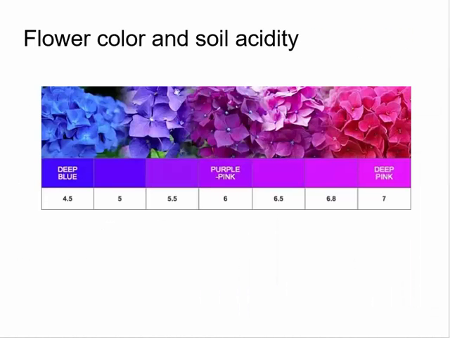Another example of environment interacting with gene expression is flower color in these hydrangeas. So in more acidic conditions, the flower color will be this beautiful deep blue color versus, say, pH 7 soil. You get these much more pink blooms. So you can actually influence the flower colors that your hydrangeas will produce depending on the acidity of your soil.